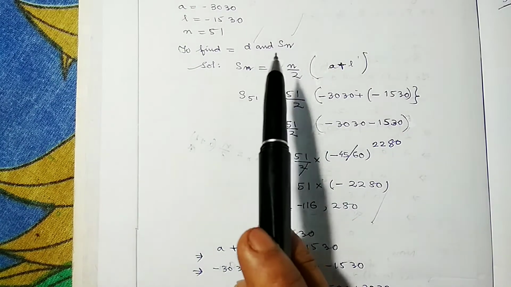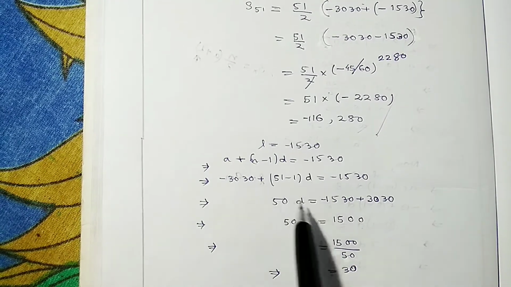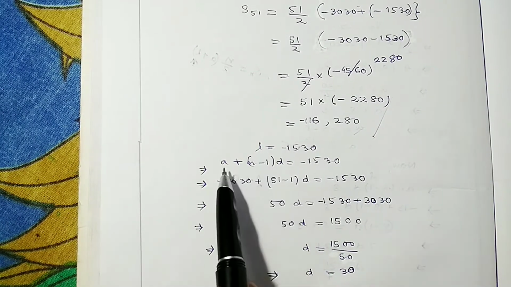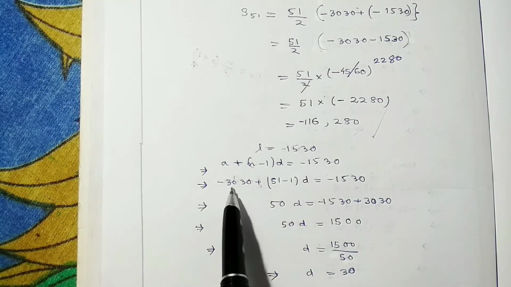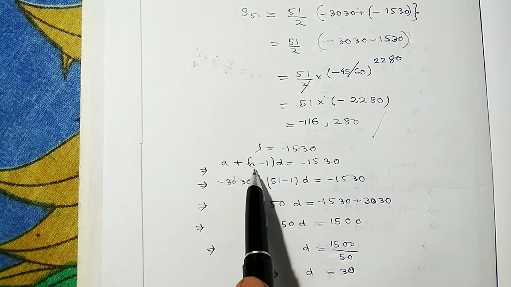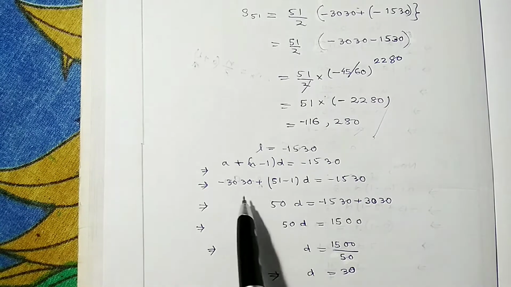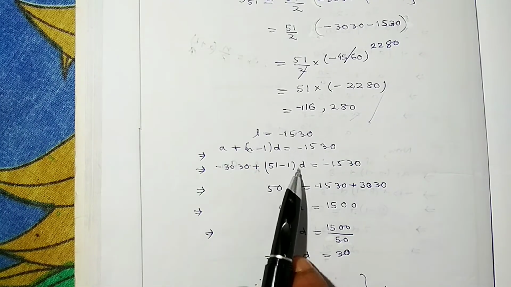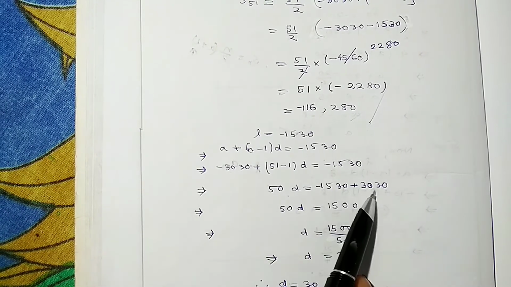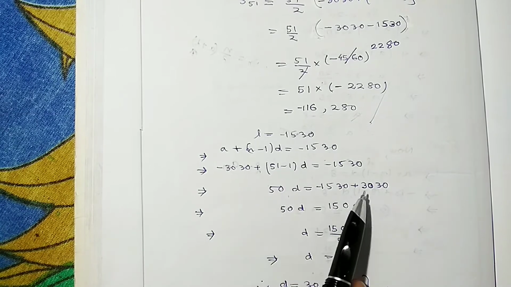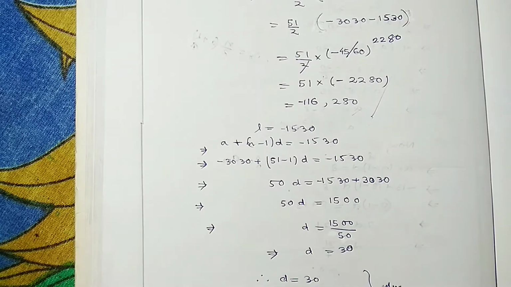This is the sum of 51 terms. We want to find D. For this we know the last term given in the question is minus 1530. Now the formula of last term or N is A plus n minus 1 into D equals minus 1530. A is minus 3030 given in the question. N is 51 given. D is not known, equals minus 1530. Now 51 minus 1 is 50. 50D equals minus 1530, and this minus 3030 will become plus 3030. So 50D will be this minus this, we got 1500. So D will be 1500 by 50. So D will be 30.